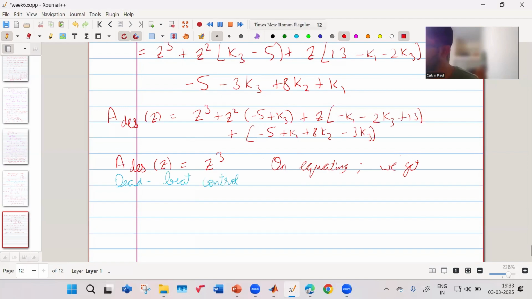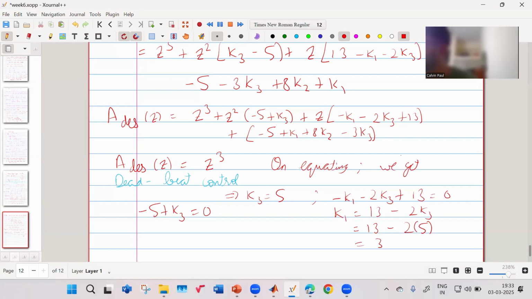Okay, and what do we get? Minus 5 plus k3 should be equal to 0, so this implies k3 is equal to 5. Then we want minus k1 minus 2k3 plus 13 is equal to 0. So we get k1 is equal to 13 minus 2k3, so it is 13 minus 2 into 5.